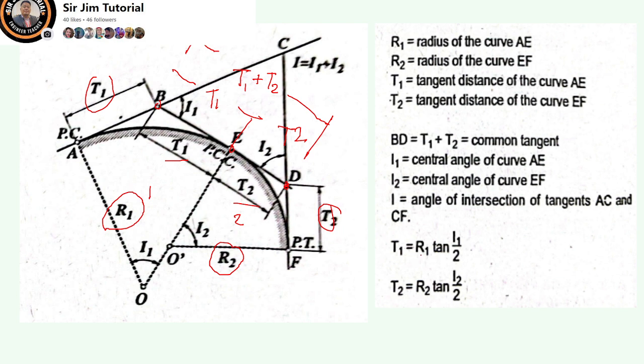So formulas, as I said, the same that you're going to use. You have here the central angle. I1 is the central angle for the first curve, and then I2 also is the intersection angle for the second curve. I1 plus I2 becomes the intersection angle of the compound curves. Okay, so you have here R1, R2, T1, and T2. I said it already, BD, common chord. You have I1, the central angle of the first curve, and then I2 is the central angle of the second. I is the angle of intersection of tangents of the compound curve.